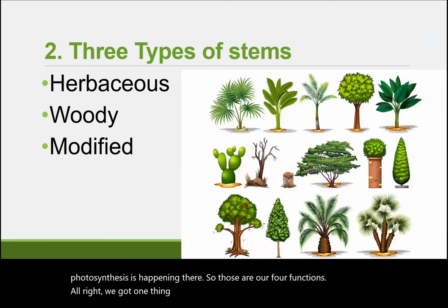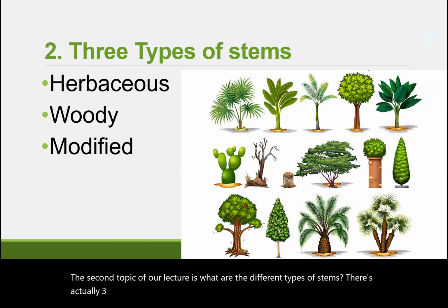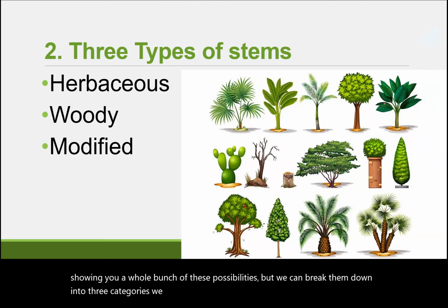We're going to move on to the second topic of this lecture. The second topic of our lecture is: what are the different types of stems? There's actually 3 different types of stems. There's a picture on here showing you a whole bunch of these possibilities, but we can break them down into 3 categories. We can break them down into herbaceous, woody, and modified. So those are our 3.